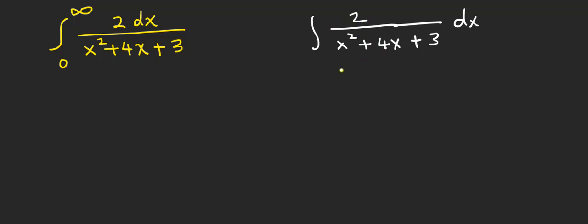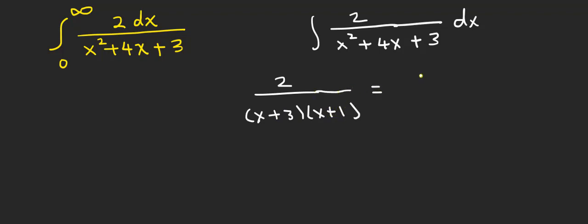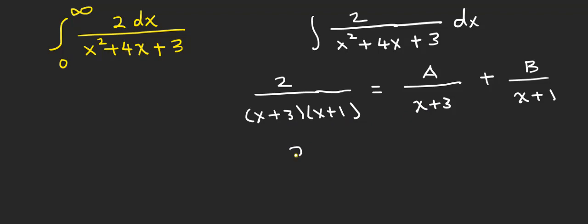Now, if you remember, this is a partial fraction. So in order to integrate this, you've got to first break down 2 over the quantity x plus 3 times x plus 1, and you need to decompose: a over x plus 3 plus b over x plus 1. And we need to find what a and b are. So we're going to multiply by the LCD, which is x plus 3 times x plus 1, to each term. And you end up getting 2 equals a times the quantity x plus 1 plus b times the quantity x plus 3.